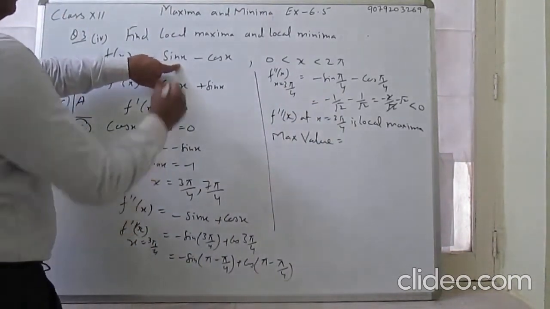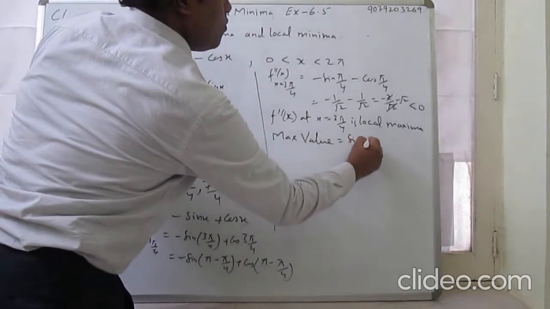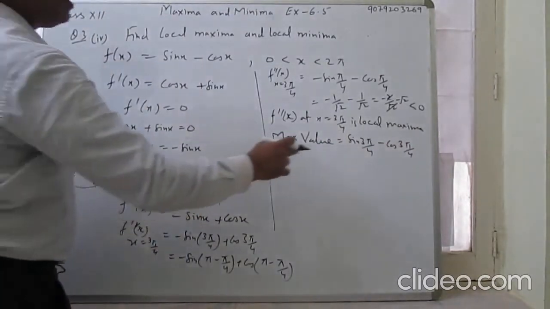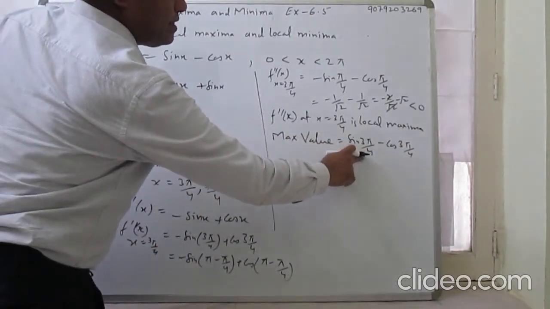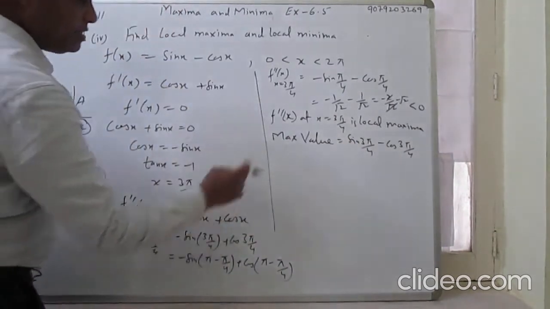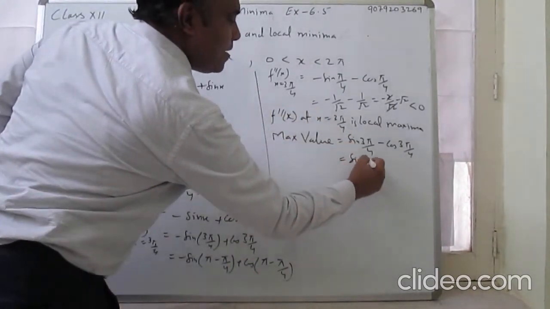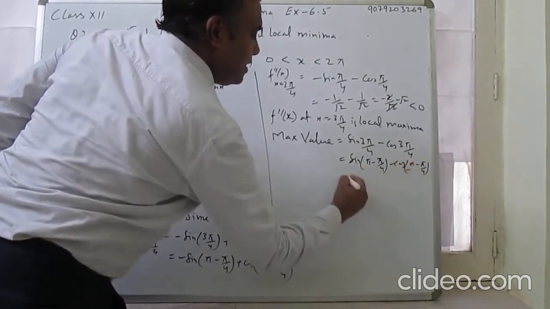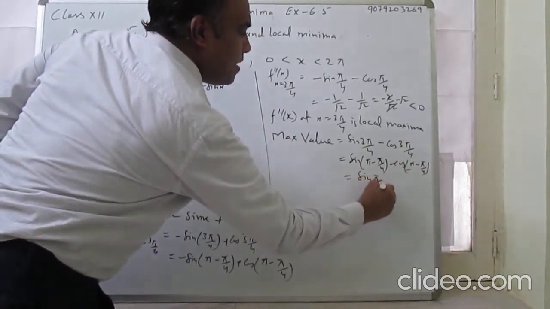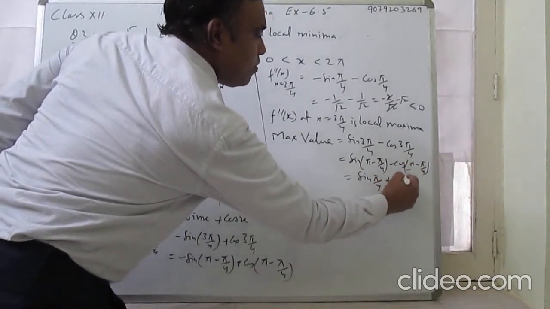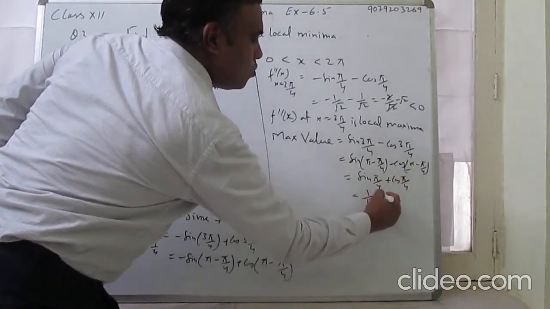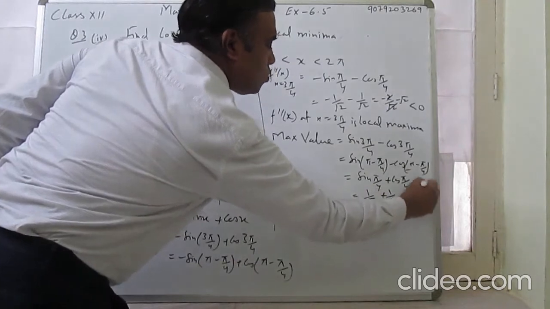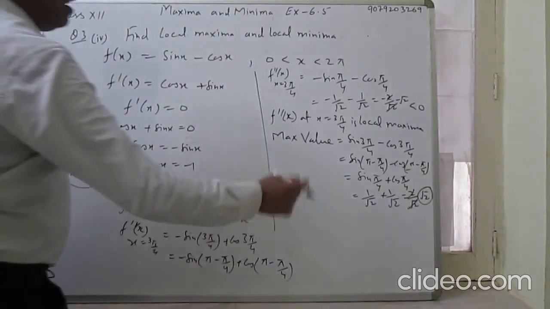And the maxima value is, put x is equal to 3 pi by 4 here. So sin 3 pi by 4 minus cos 3 pi by 4. You can see, sin of pi minus pi by 4 minus cos of pi minus pi by 4. In the second quadrant sin is positive, so sin pi by 4 plus cos pi by 4. So it is 1 by root 2 plus 1 by root 2 is equal to 2 upon root 2. This will cancel out. Root 2 is the local maxima.